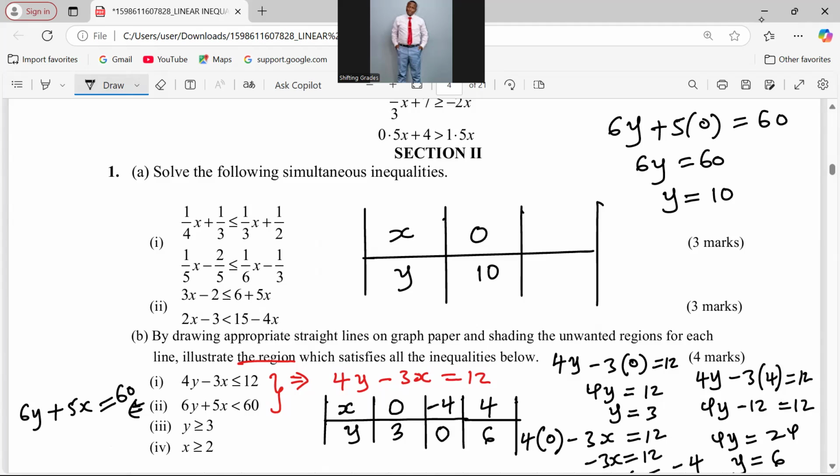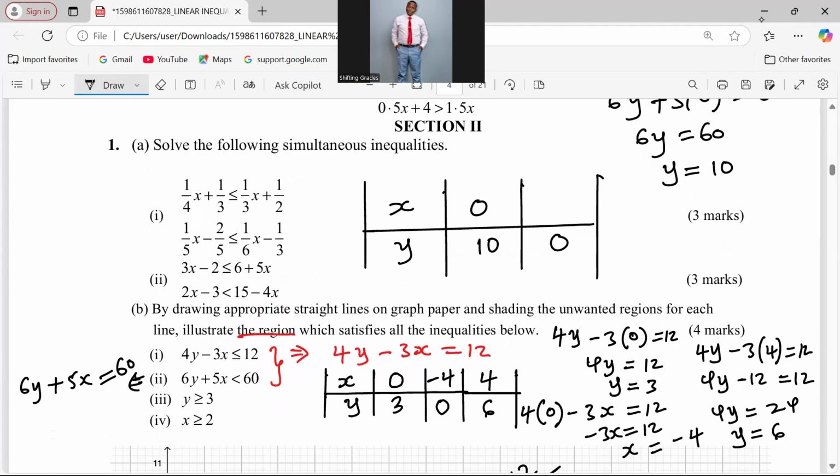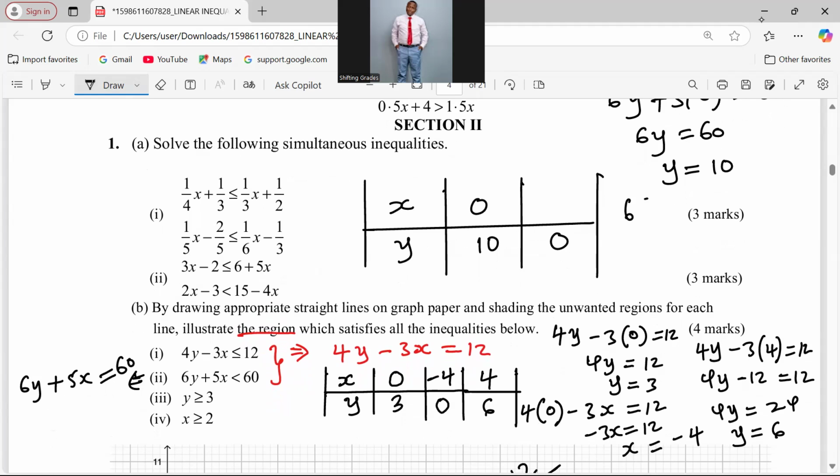Y equals 10. Then again, we ask ourselves, when y equals 0, what will be the value of x? According to the same equation, we have 6 times 0, plus 5x equals 60. So 5x equals 60. Remember, this one becomes 0. So the value of x becomes positive 12.